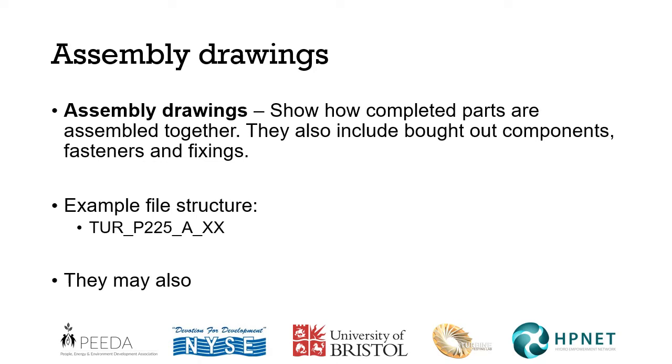So assembly drawings are used to show how completed parts are assembled together, and they will also include components, fasteners, and fixings that are bought and not made. So these drawings have the following file structure. It's TUR for Turgo, P225 for 225 PCD, and then an A for assembly. They may also contain additional instructions for actions that need to be taken during the assembly process. So let's look at an example.